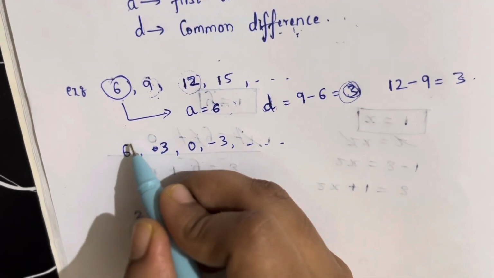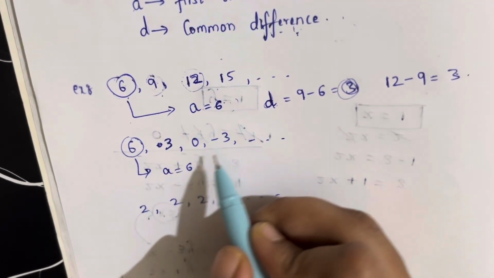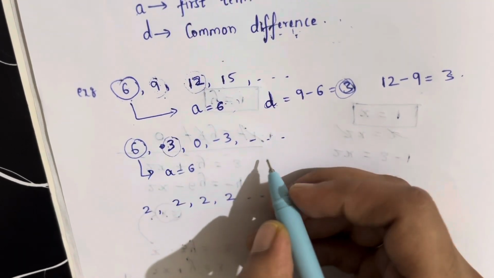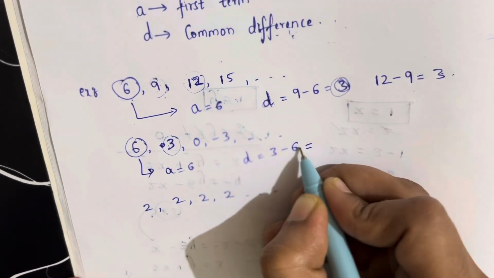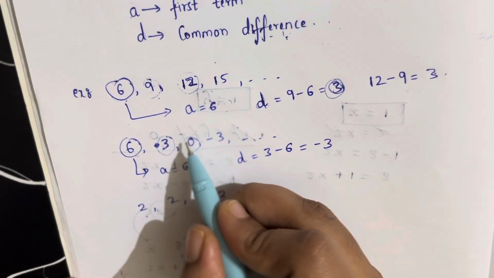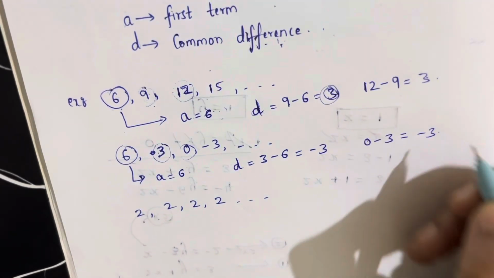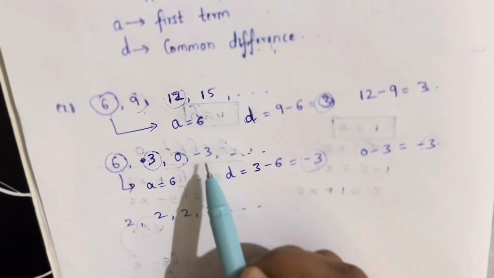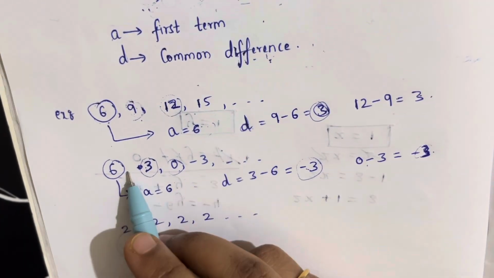Here you can see 6 is the first term, a equal to 6. To get the difference, we subtract the first number from the second number. d equal to 3 minus 6. What is 3 minus 6? Minus 3. Then 0 minus 3. What is the value of 0 minus 3? It is also minus 3. So there is a common difference between the numbers in this series, minus 3. So it is an arithmetic progression.